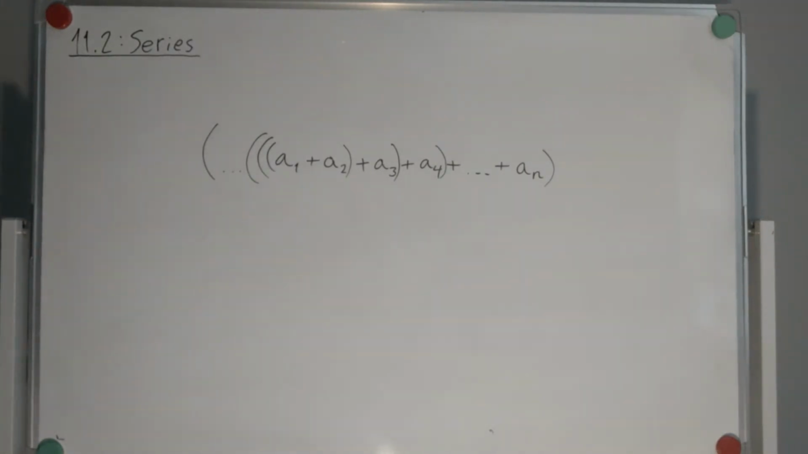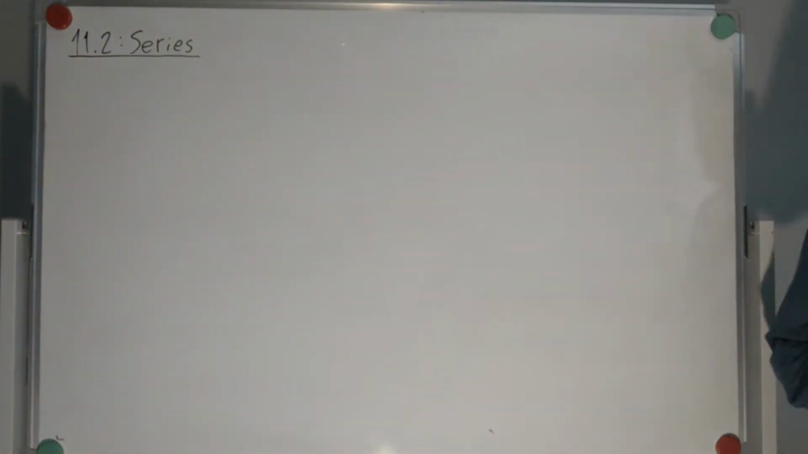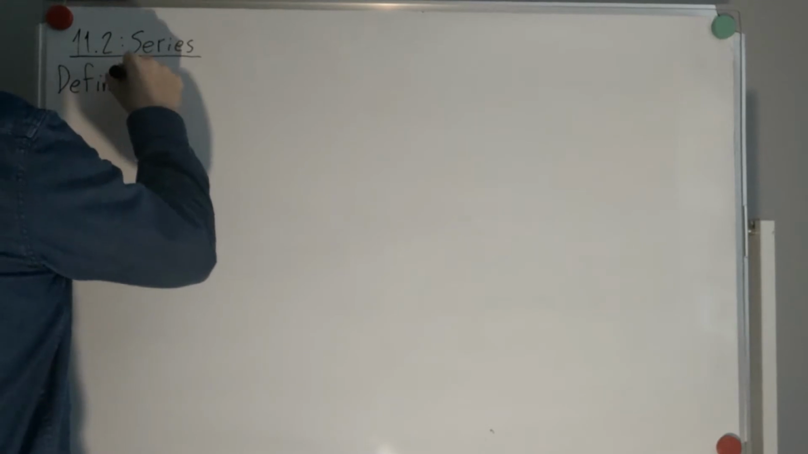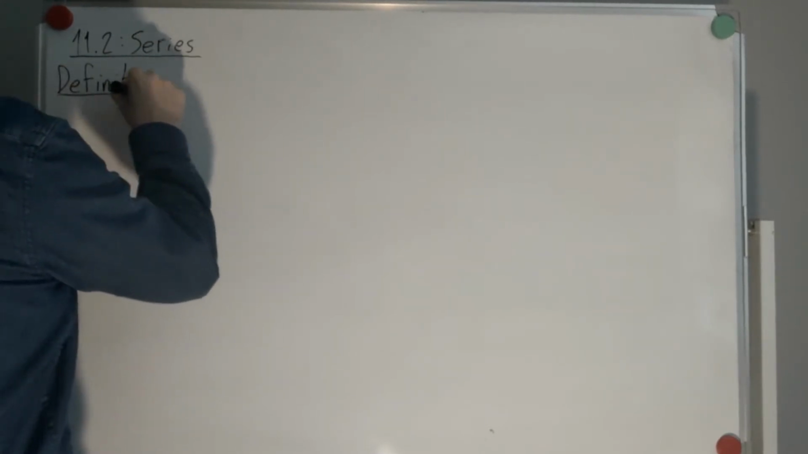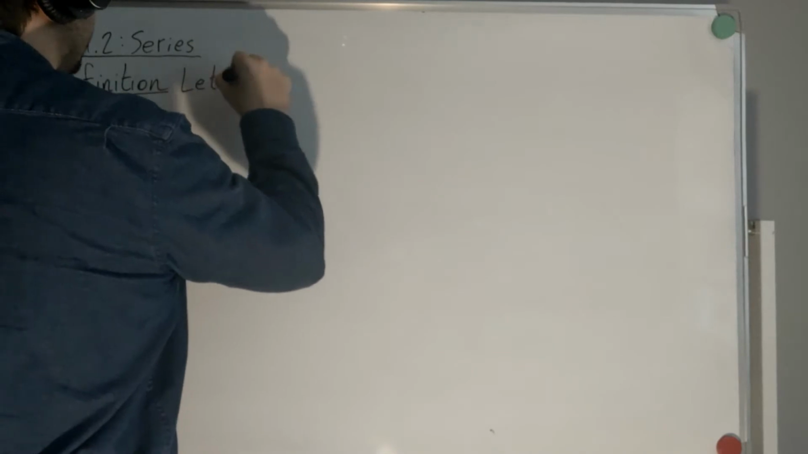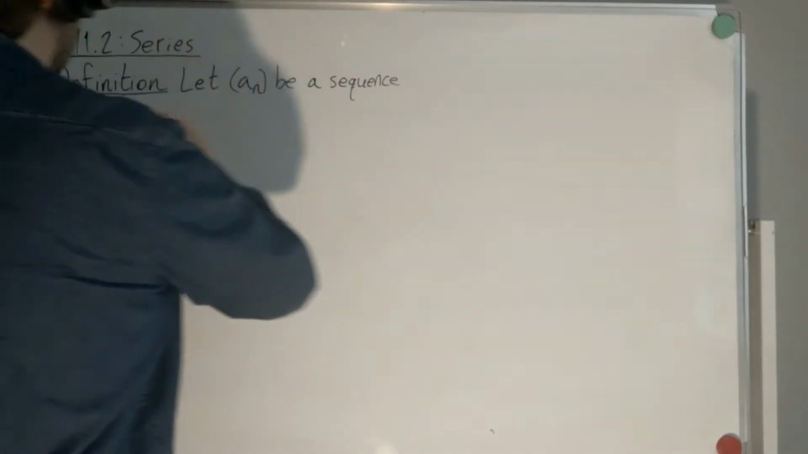Now, what if you were to ask about the sum of infinitely many numbers? Well, that one is a little more strange, and so that's what we're going to get into today. Now that you know what a limit is, based on Calculus 1, we can actually talk about what we might mean by the sum of infinitely many numbers. So, let a_n be a sequence of real numbers.